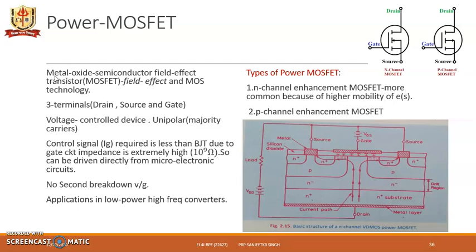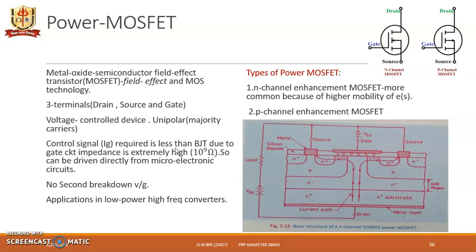Power MOSFET is a metal oxide semiconductor field effect transistor that makes use of the field effect and MOS technology in it. It has three terminals: drain, source, and gate. It is a voltage control device, and control voltage will be given from the gate. And it is unipolar, that is a majority carrier device.